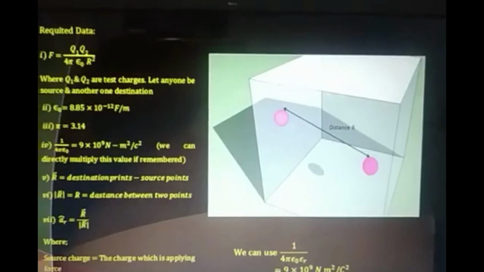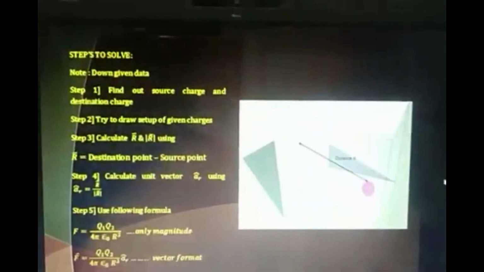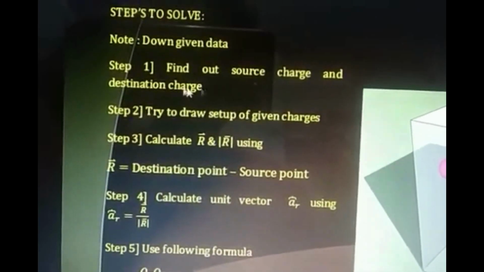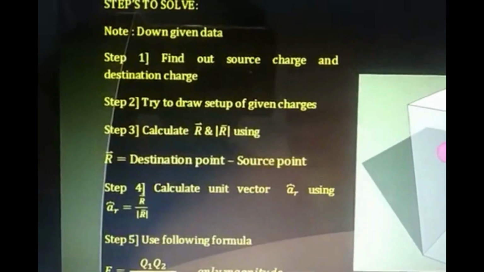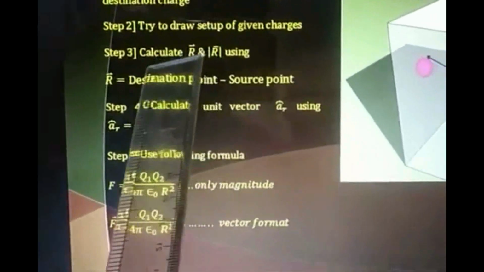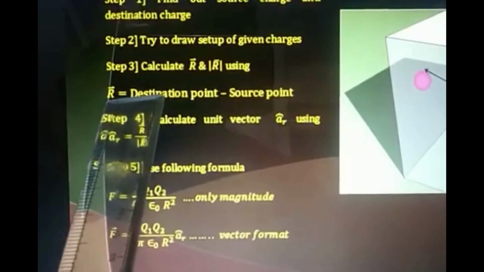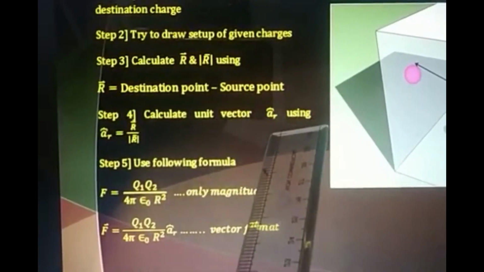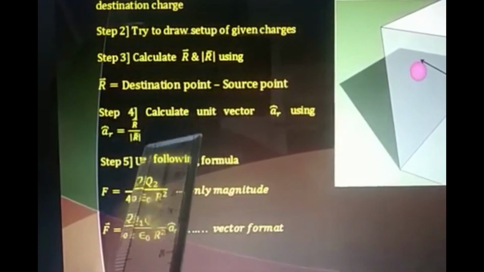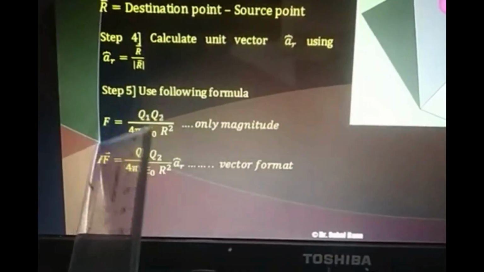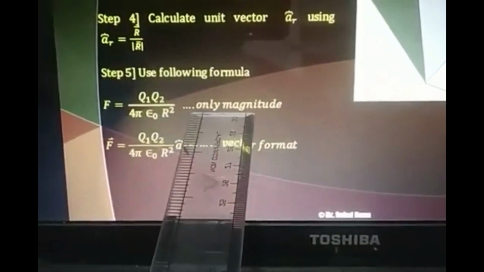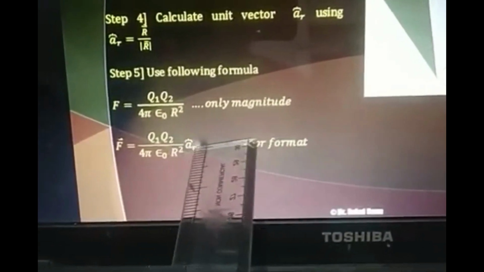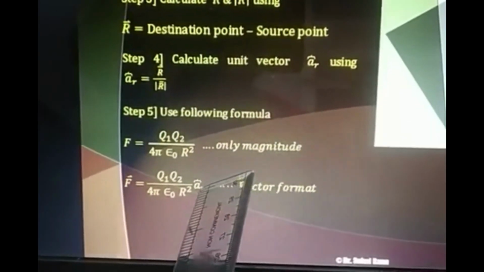So let us see an example directly. We'll see simple steps to solve. In any given example, first we have to find out the source charge and destination charge, where it is, and then we will try to draw the setup of the given charges. Then we will calculate the distance vector and magnitude. The formula for calculating this distance vector is destination point minus source point. Then we can calculate the unit vector using a R cap is equal to R bar by mod of R bar. Finally, we will use the Coulomb's law formula. If it is only magnitude, we will use it without direction. If it is in vector form, we will have to add the direction component, and this calculated a R cap we have to add here.